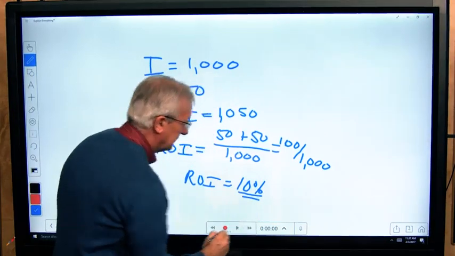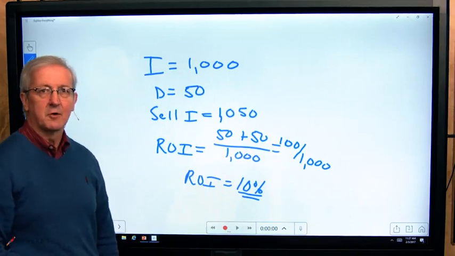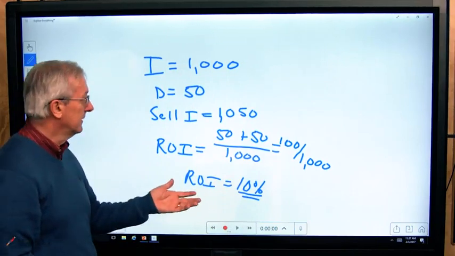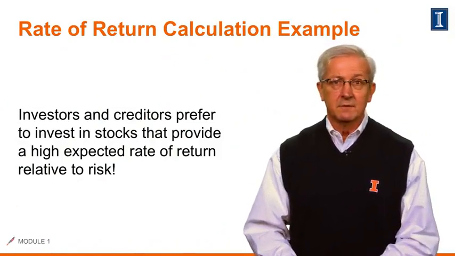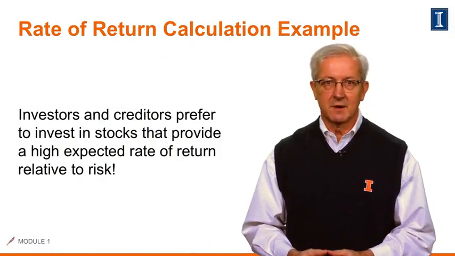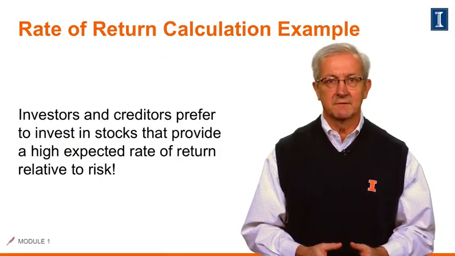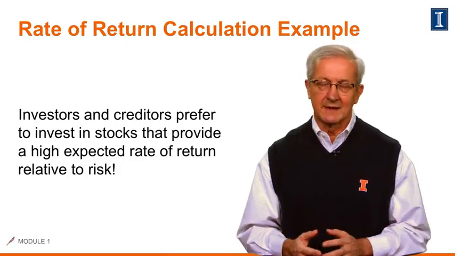Now, again, I think we'd all understand that's a very healthy return. We'd be very happy with that if we could get 10% on all our investments. And that, folks, is how you calculate rate of return. Hopefully that example was helpful. But the bottom line is that investors and creditors prefer to invest in stocks and bonds that provide a very high expected rate of return relative to risk. It's that often talked about risk-return analysis.